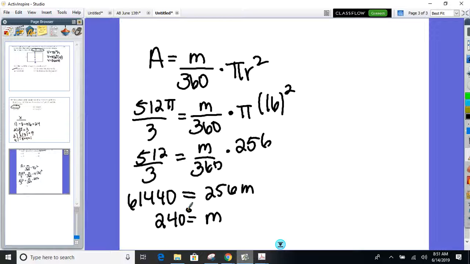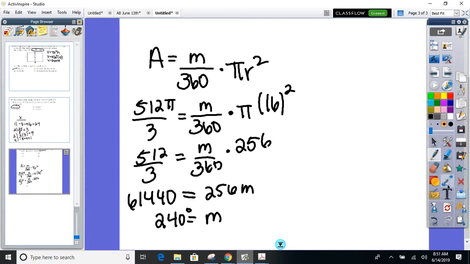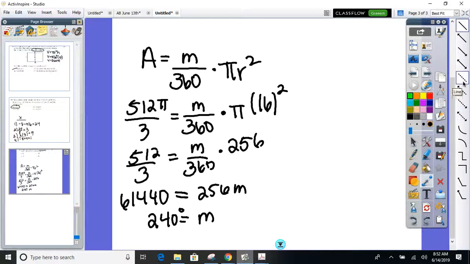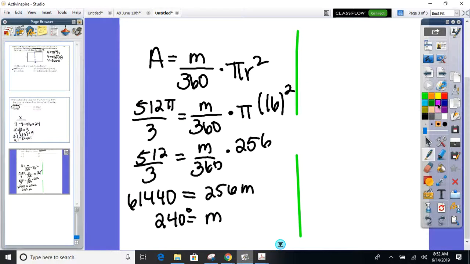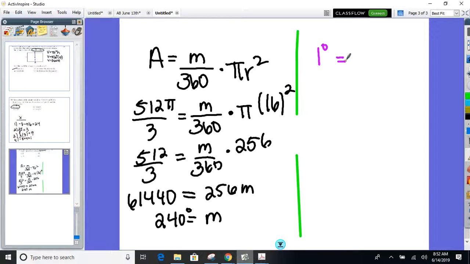Go back, reread the problem. What do I need to leave it in? Okay, now we got to review how to convert. You don't need to remember the conversion because it's on your formula sheet. So everyone's got a formula sheet on the back of this Regents. Please go there now. You will see on the formula sheet, 1 degree is equal to how many radians? Pi over 180.